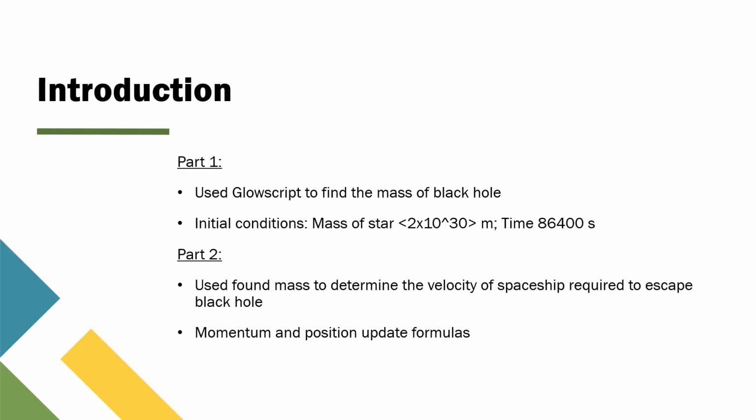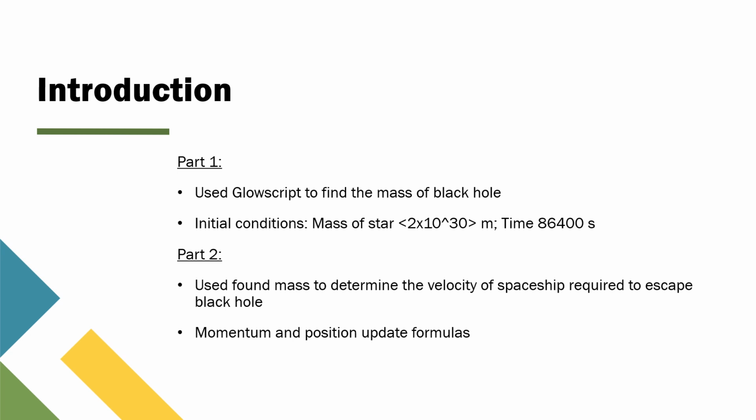Also, introduction of the lab. There were two parts, and in part one, I used GlowScript to find the mass of a black hole. The initial conditions that we were given were the mass of the star, which is 2x10 raised to the 30th power, and then the time, which is 86,400 seconds. This is the time it takes for one orbit, and I got that by 24 times 60 times 60, and that's just dimensional analysis. That's how many seconds in a day.